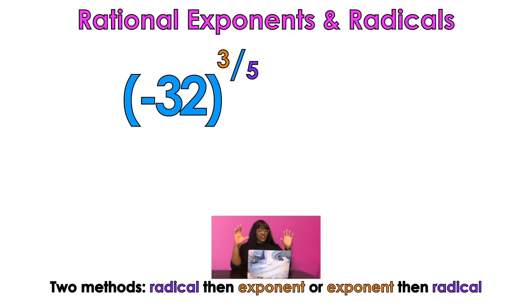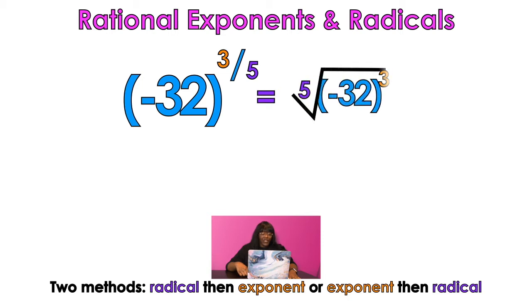Okay, negative 32 in parentheses. Anytime you have a negative number, you want to put it in parentheses if you're raising it to a power. 3/5 is my power, so it's going to be a 5th root of negative 32 cubed. There are 2 methods to this madness. You can either do the radical first and then the exponent, or you can do the exponent first, then the radical.